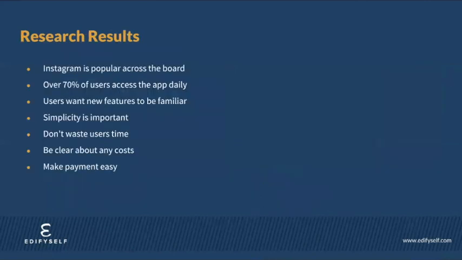So with all of this research, we found that Instagram is a popular app. 70% of people use it daily. Users want the new feature to be familiar. They don't like new features to be something really out of the world. Simplicity is important. Don't waste user time.